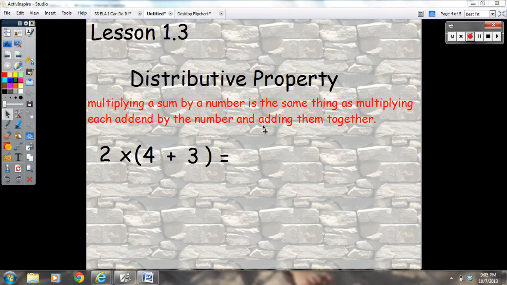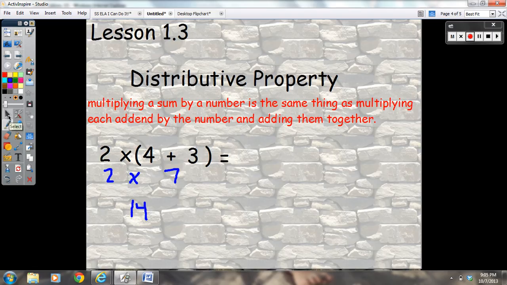Okay, so here's another example of this distributive property. Again, the distributive property says we take the sum and multiply it by a number. It's the same thing as taking this number and multiplying it by each of the add-ins and then adding them together. So here's our sum, the 4 plus the 3, which is 7, and then I would multiply it by the 2, and I would get my answer, the value of 14.